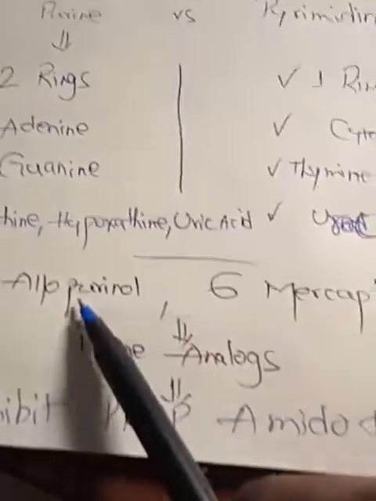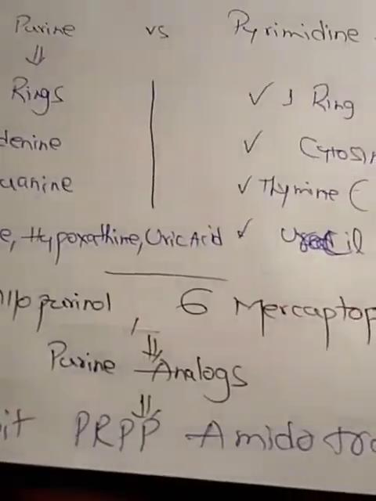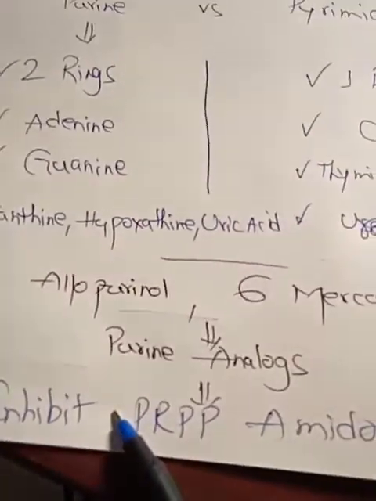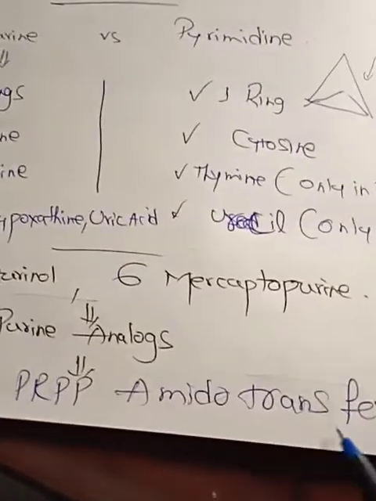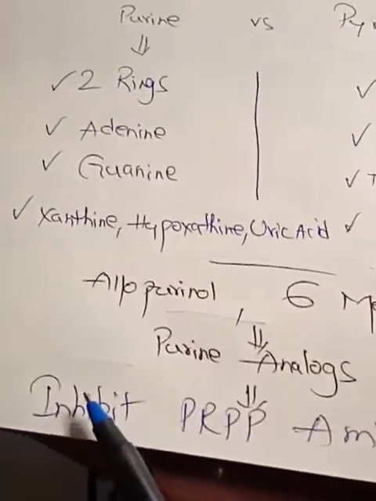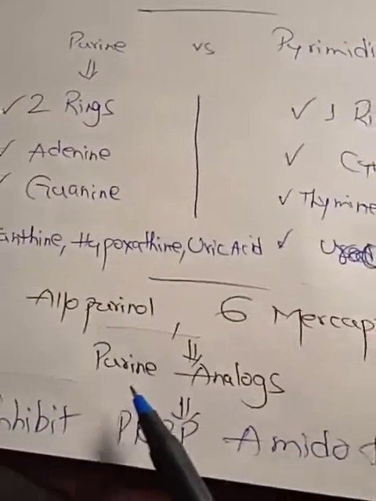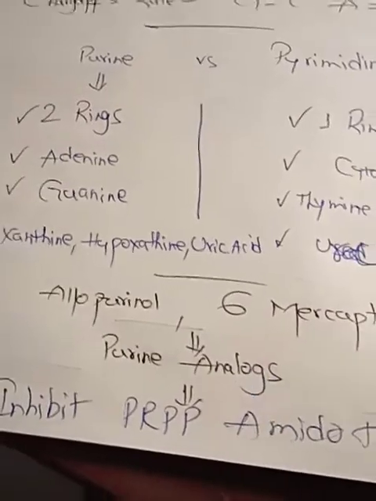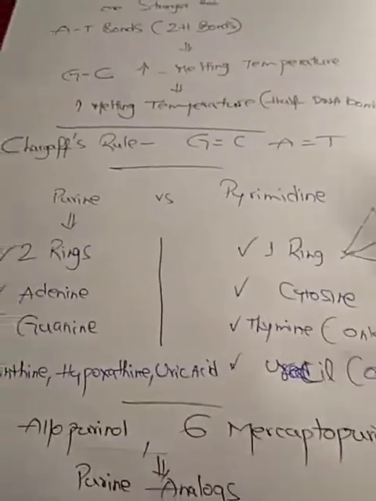Then finally, how do allopurinol or 6-mercaptopurine function? They both are purine analogs. They inhibit phosphoribosyl pyrophosphate amidotransferase, PRPP amidotransferase. And that is how they prevent purine degradation into uric acid, is what you should basically remember. So these are some of the very important points.